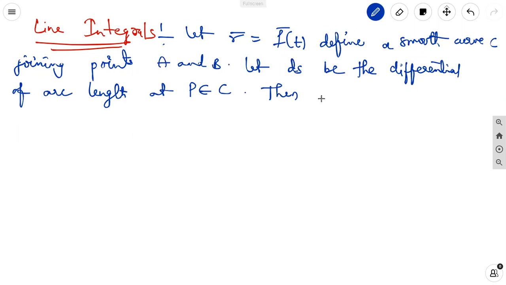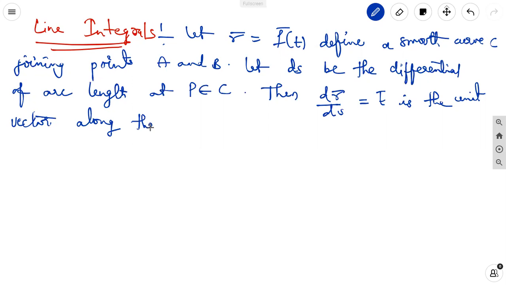Then dr vector by ds is equal to t vector. It is the unit vector along the tangent to the curve C at P. Here t vector is the unit vector along the tangent to the curve C at point P.